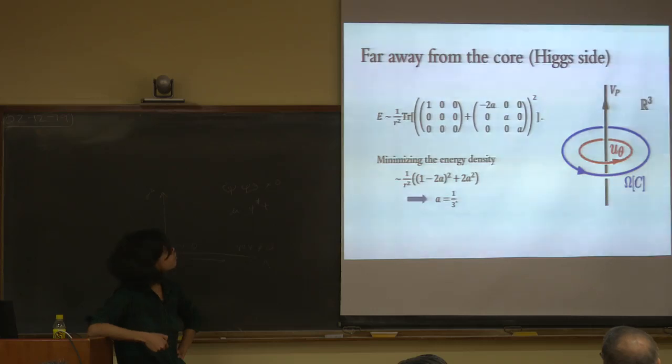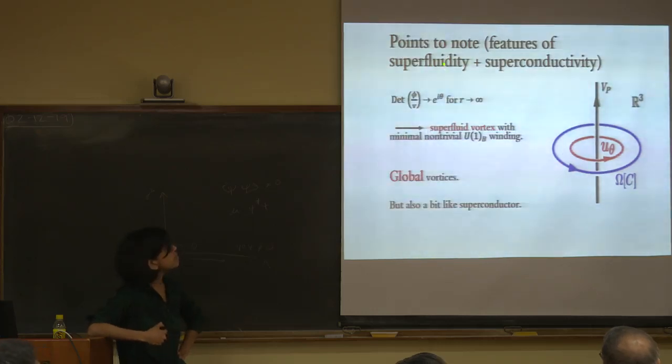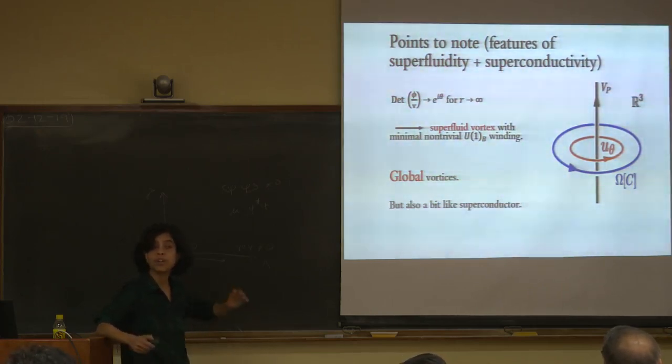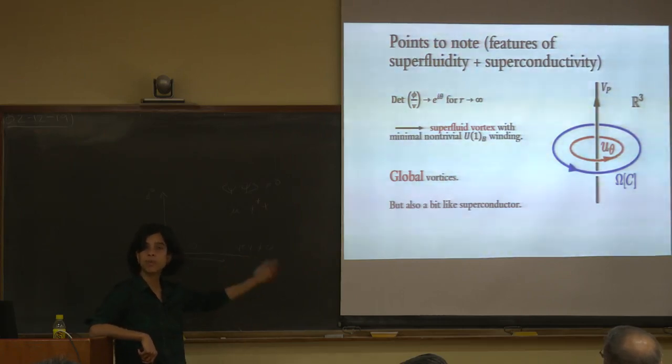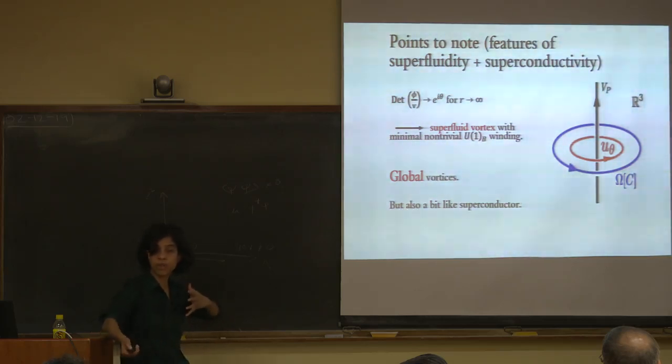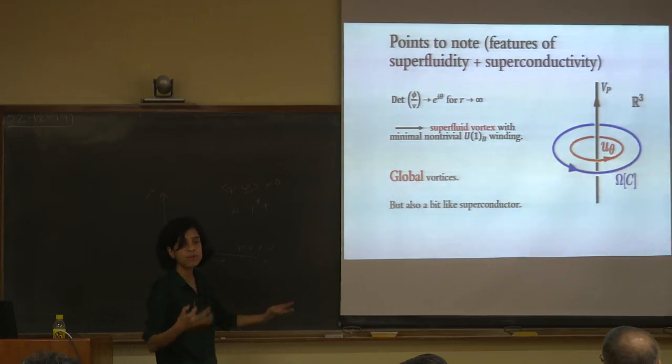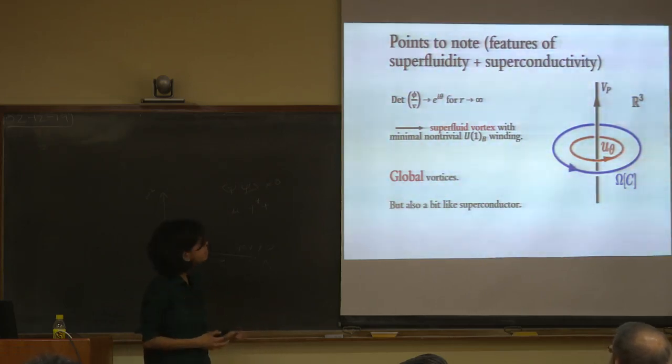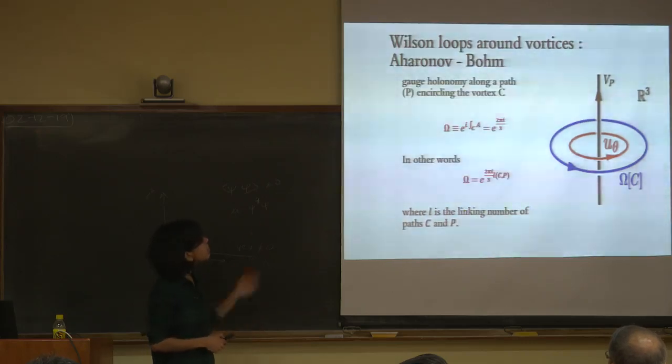So you can contrast this with ordinary superfluidity and ordinary superconductivity. These are superfluid vortices because there is a logarithmic energy per particle. But these are also superconducting because part of the winding of your order parameter is getting absorbed by the gauge field. So it's both superfluid and superconductor. It's superfluid with respect to the U1 global symmetry, and superconductor with respect to the gauge symmetry. So this is what you have to do.